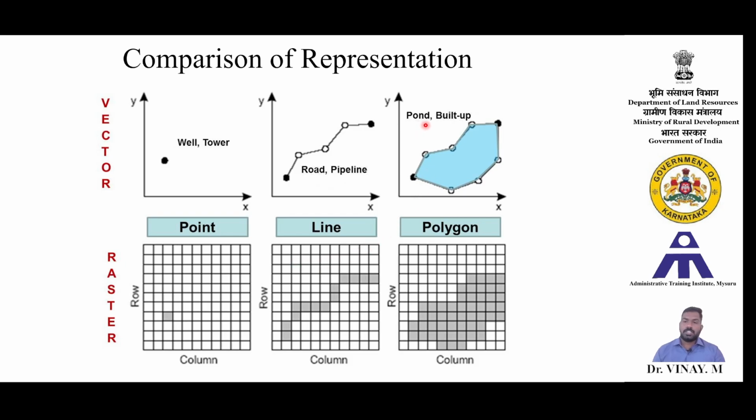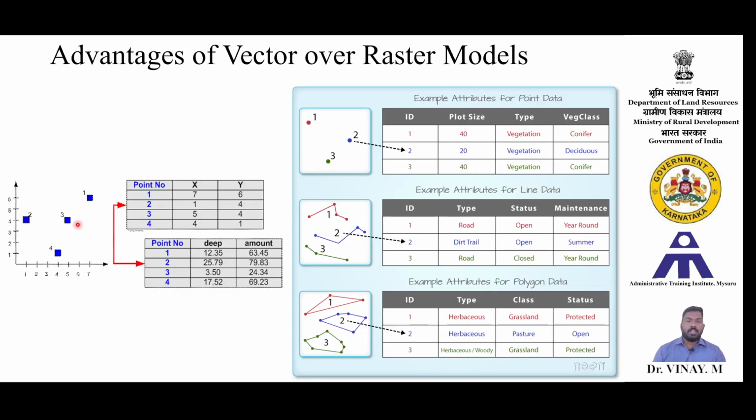Again, with the example of a polygon, like a pond or built-up area, wherever the polygon covers, those pixels need to be coded with the particular value. So there are certain advantages and disadvantages of using raster and vector data. So we will see that.